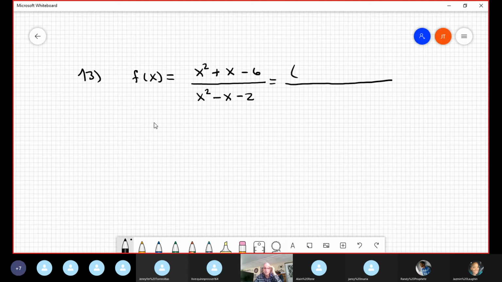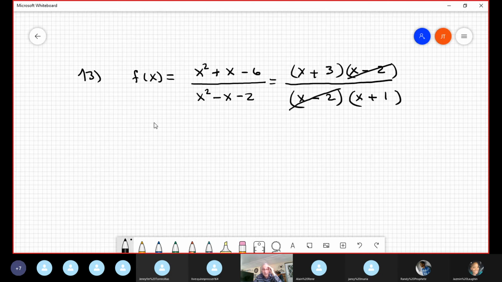Factorization of the polynomial at the top. Factorization of the polynomial at the bottom. The combination in the top is 3 and 2. 3 times 2 is 6, and 3 minus 2 is 1. One is positive and one is negative. And the bottom is 2 and 1, because 2 times 1 is 2, and 2 minus 1 is 1. And you can see, wow, this and this say goodbye.